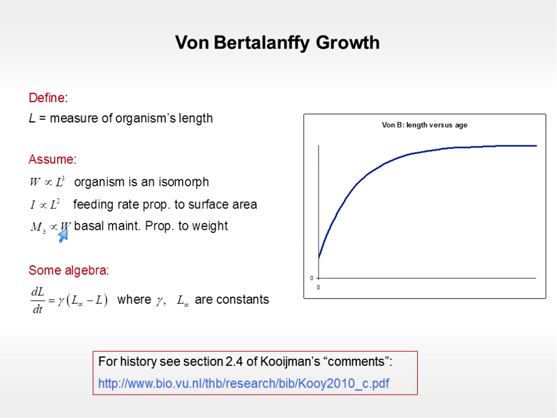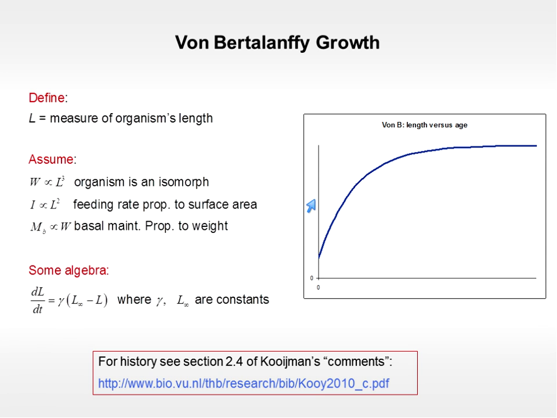You substitute these quantities into the equation in the previous slide, and you come up with this equation, a very simple first-order differential equation that describes the growth of the animal, which says that the rate of change of length is proportional to the difference between the length and some maximum size, with a constant of proportionality with the units of time.